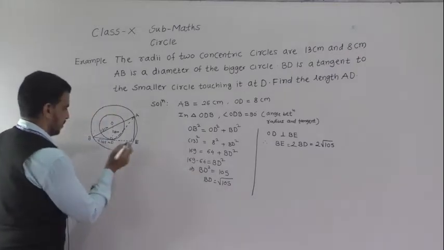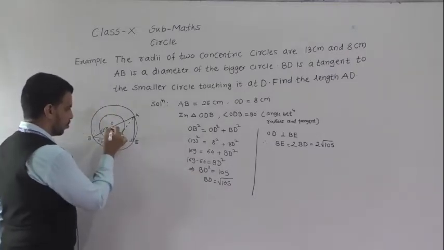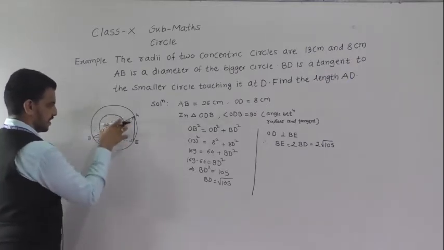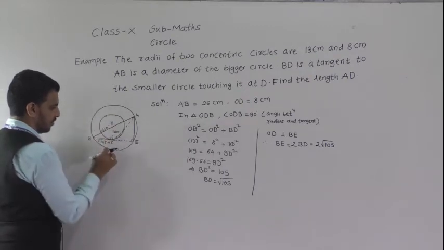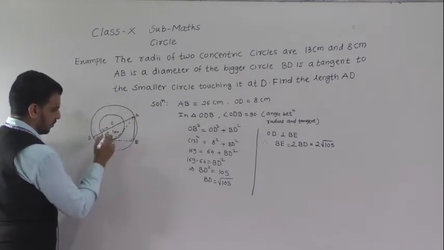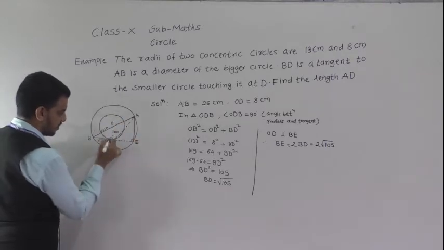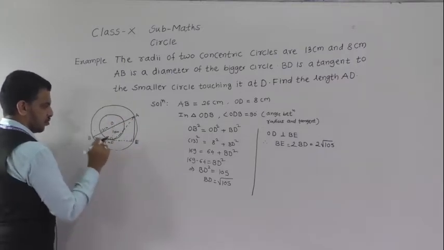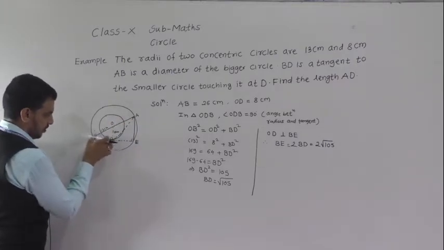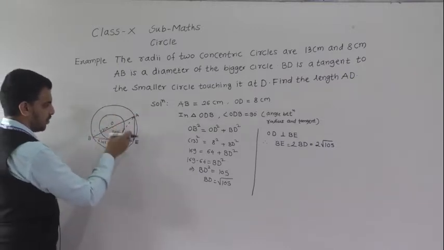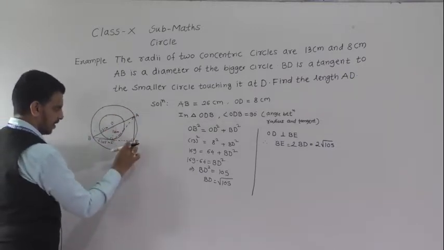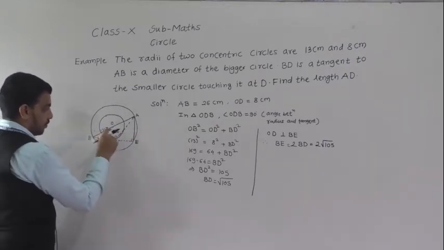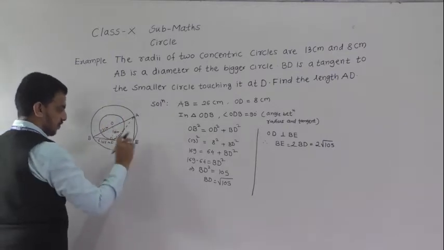Another way is there here. Now O is midpoint of AB, okay? Because AB is diameter, O is center, so O is midpoint of AB, D is midpoint of BE. And we know that OD and AE are parallel because this angle is right angle, this is also right angle, okay? So OD parallel to AE, so we can use here midpoint theorem or converse of BPT. We can write first OD parallel to AE, and if OD parallel to AE, then by using midpoint theorem, OD is equal to half of AE, okay?